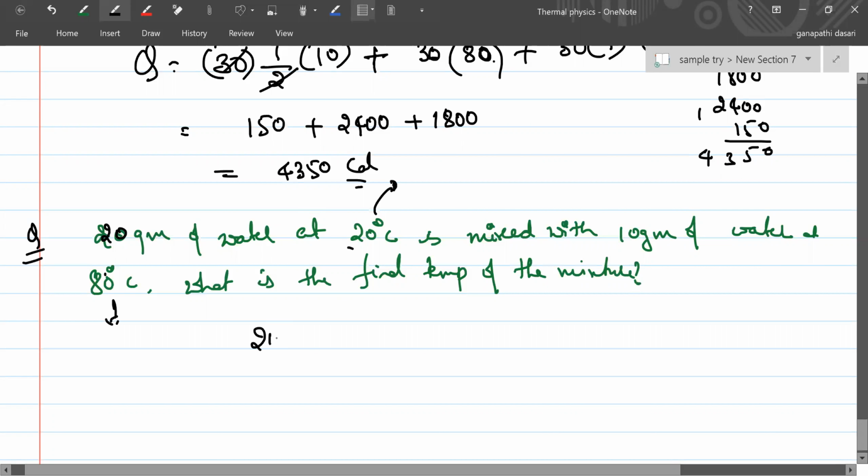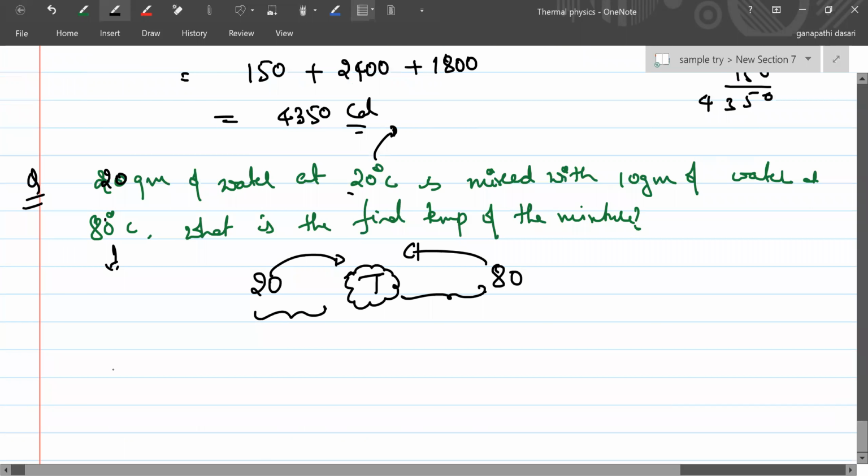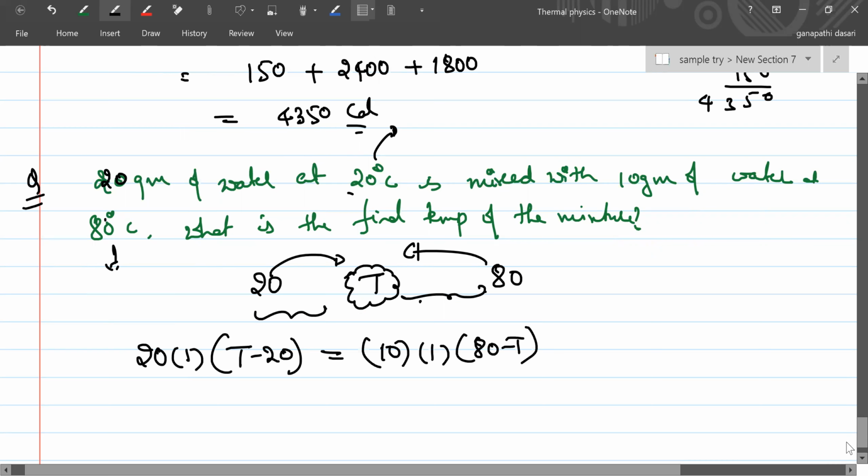One is 20, another is 80. 20 will rise and 80 will decrease. So there will be one temperature at which they will meet. This heat gained by this 20 gram water should be equal to heat lost by this water, right? Then if you go with the principle, m s delta theta: 20 into s is 1 into delta theta is T minus 20, should be equal to heat lost by this water, that is 10 into s is 1 into 80 minus T. Got it?